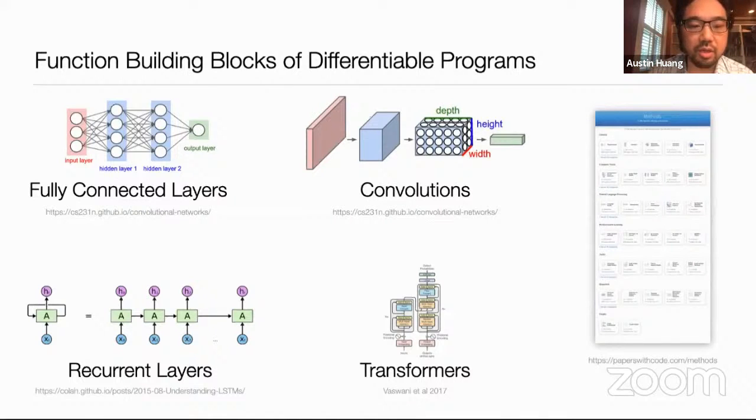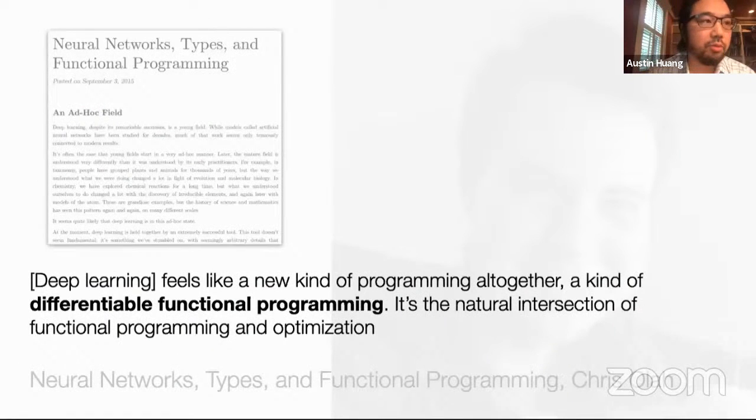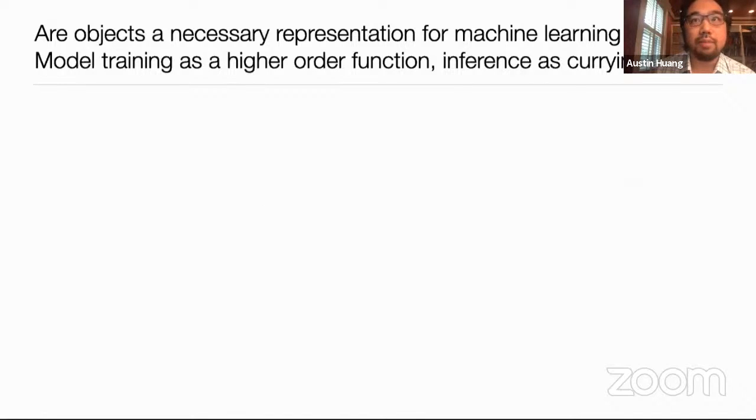But it's almost more like a new way of writing programs, a way of writing programs with these kinds of functions. Chris Olah, a pretty well-known researcher in the machine learning field, put it this way in terms of how he describes neural networks: it's something like differentiable functional programming, where you're looking at the intersection of functional programming with function composition and optimization, right?